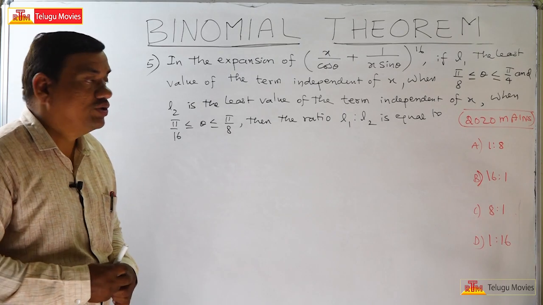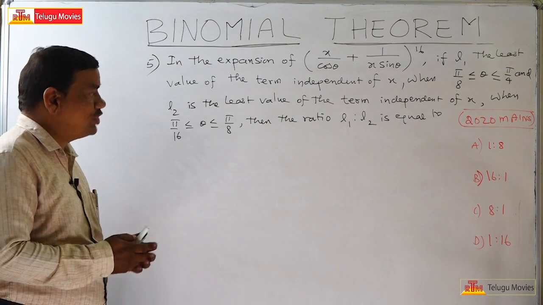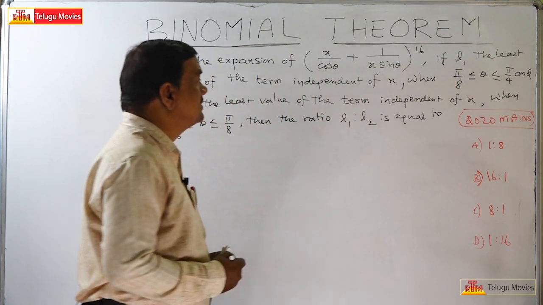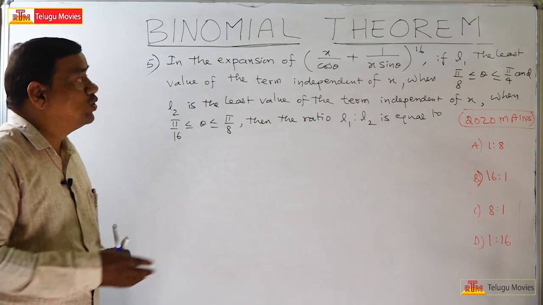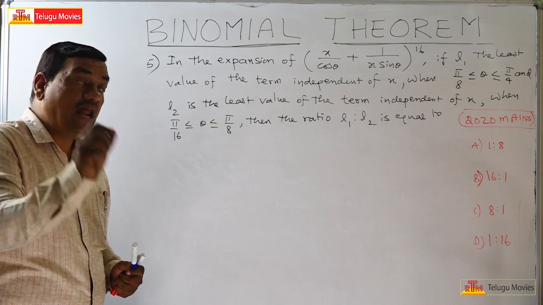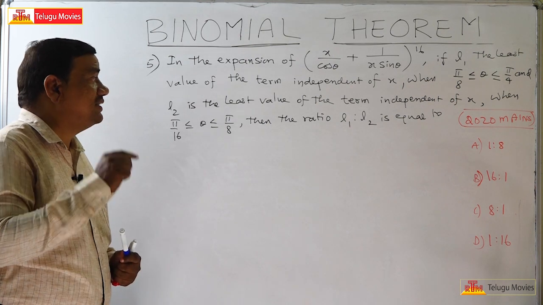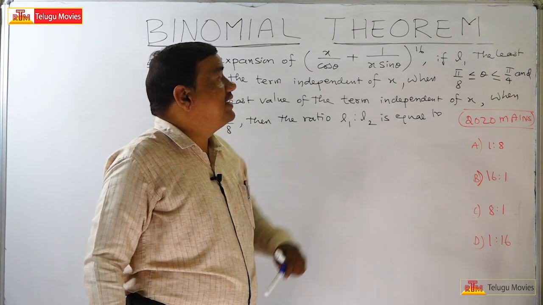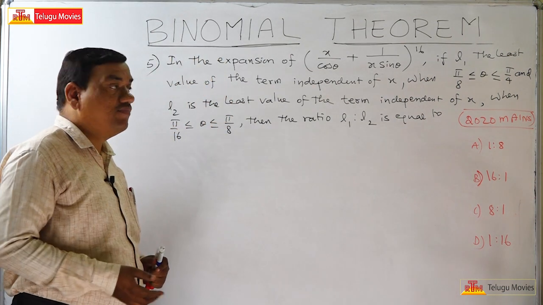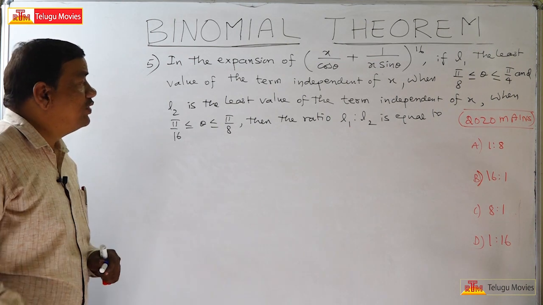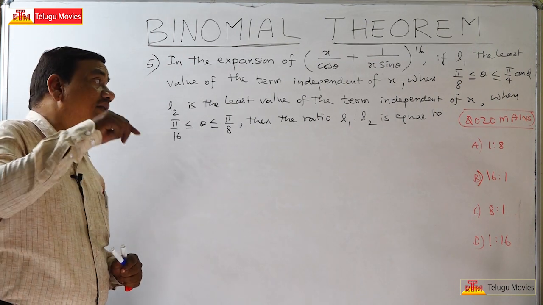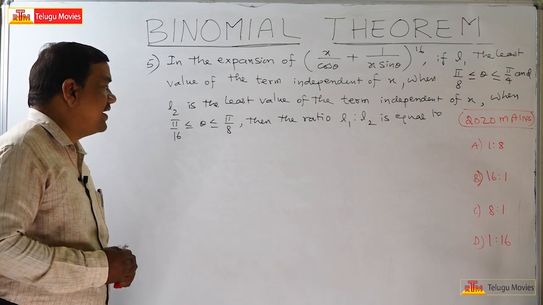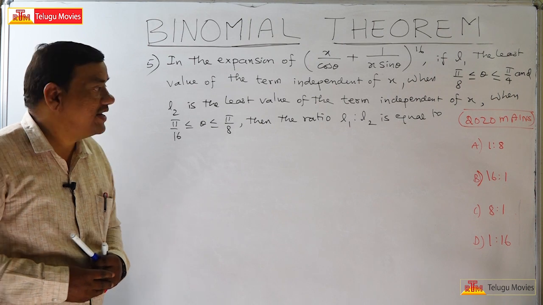Hi students, welcome to this problem. In the expansion of (x by cos theta plus 1 by x sin theta) whole to the power of 16, if L1 is the least value of the term independent of x, when theta belongs to pi by 8 and pi by 4, and L2 is the least value of the term independent of x, when theta belongs to pi by 16 and pi by 8, then the ratio of L1 and L2 is equal to.